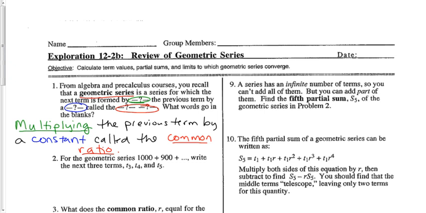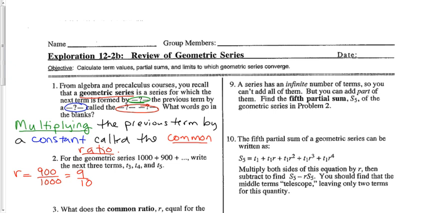So for number two, for the geometric series, 1000 plus 900 plus and so on, write the next three terms. So to find my common ratio, that's going to be the second term divided by the first term, or you can choose any two consecutive terms, but take the furthest one away goes on top, and then the closest to the beginning term goes on the bottom. So this common ratio is 9 over 10.